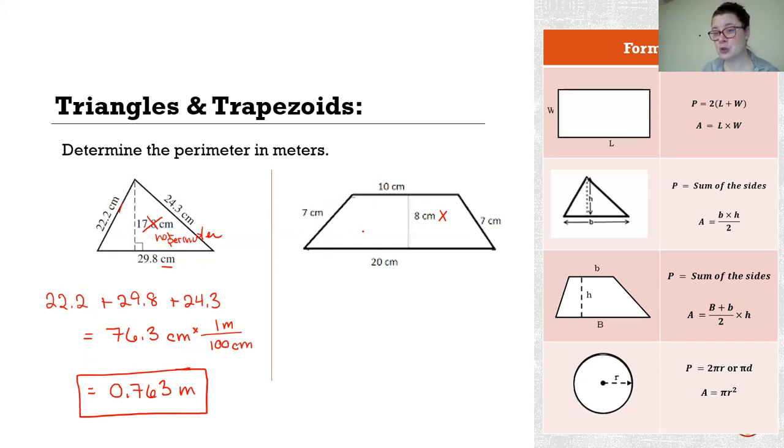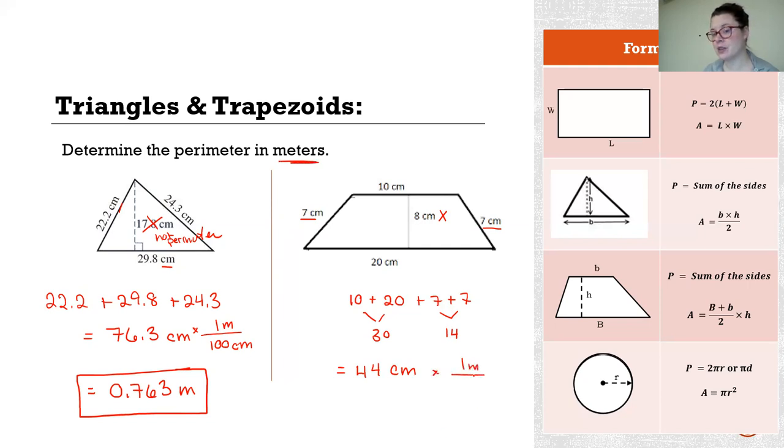This one, same scenario. Now for this question, you could make things a little easier if you want. You'll notice there's a 7 centimeters here and a 7 centimeters here. We could combine those two if you wanted to right at the beginning. But really what we're doing is we're adding all the sides. So 10 plus 20 plus 7 plus 7. These two are 14. So 10 plus 20 is 30, plus 14 leaves us with 44 centimeters, but it wanted meters, so we have to convert it.